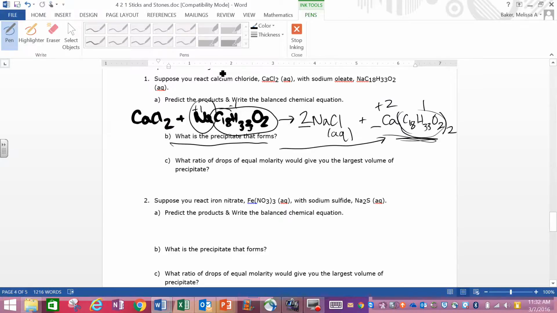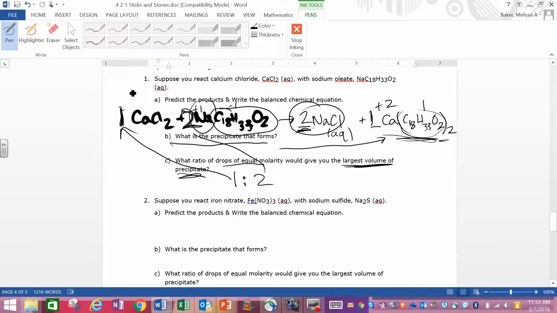So, oh, this wasn't quite balanced up here. I just saw 2 Na, 2 Cl. We're going to need a 2 Na here as well, since there was 2 there. Okay, so let's look at the numbers out front. 1, 2, and then 2, 1. What ratio of drops of equal molarity would give you the largest volume of precipitate? Well, it would be a 1:2 ratio of the calcium chloride to the sodium oleate. You just look at the numbers out front.